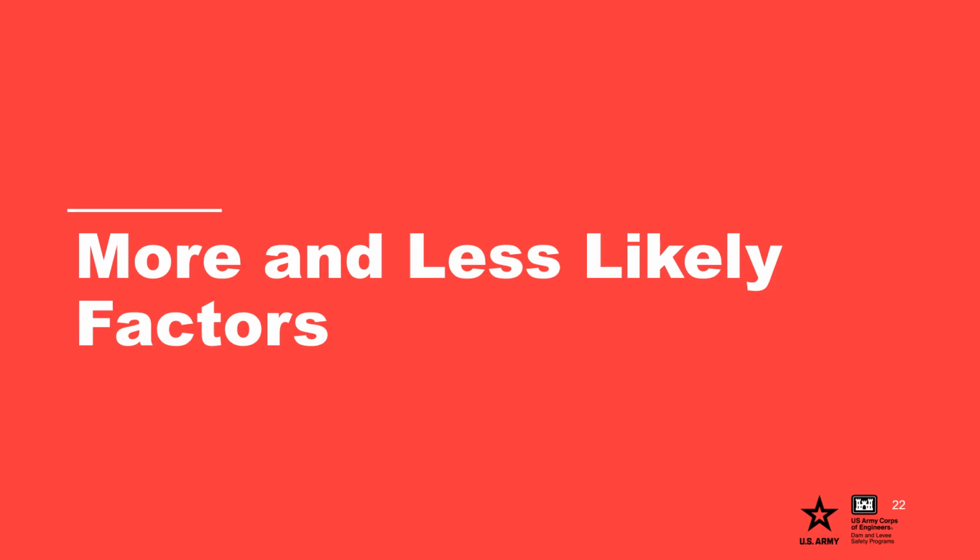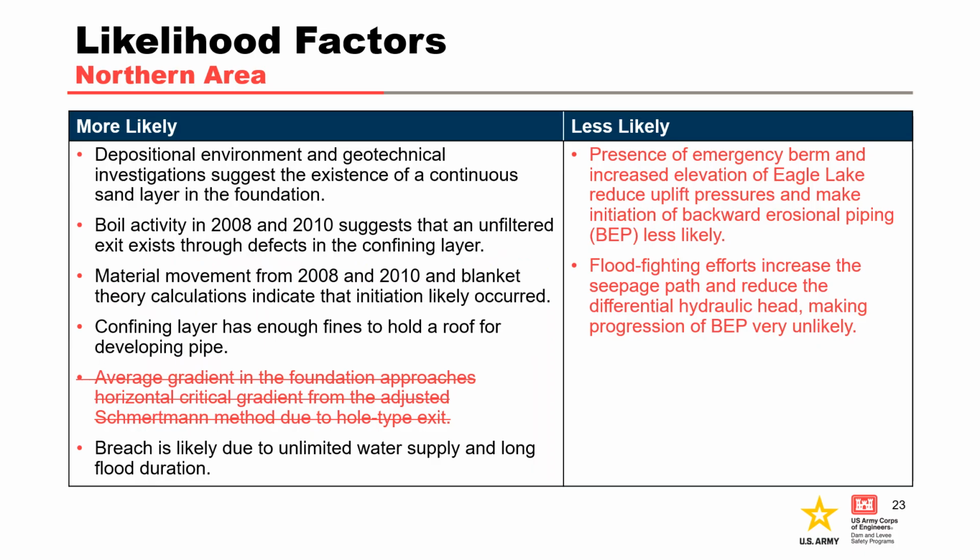After evaluating the effectiveness of flood fighting efforts at Buckchute for the initiation and hydraulic condition for progression nodes, the more and less likely factors for backward erosion piping can be re-examined to see how the balance of factors was influenced. In the northern area, the flood fighting efforts result in two new, less likely factors related to initiation and progression of BEP. The emergency berm and increased elevation of Eagle Lake reduced uplift and the differential hydraulic head experienced by the embankment, and also reduced the average gradient in the foundation by extending the seepage path.